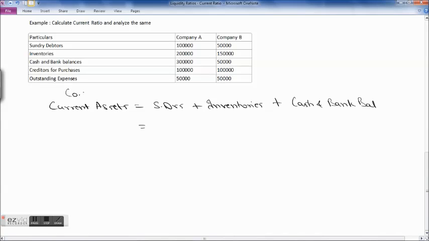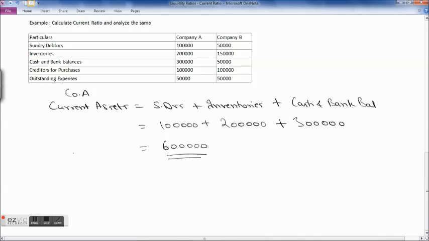Okay, sundry debtors, how much is sundry debtors? 1 lakh, plus inventories, how much is inventories? 2 lakh, plus 3 lakh, 3 plus 2, 5, 6 lakh. Okay, so 6 lakh is the current assets for company A.